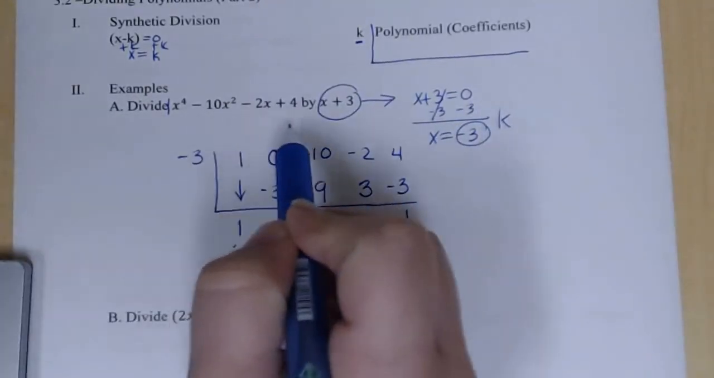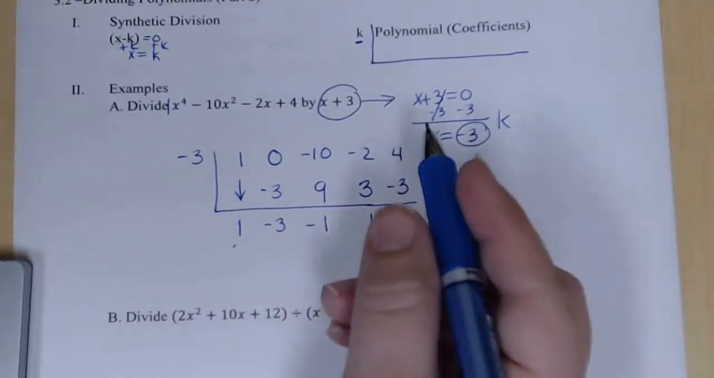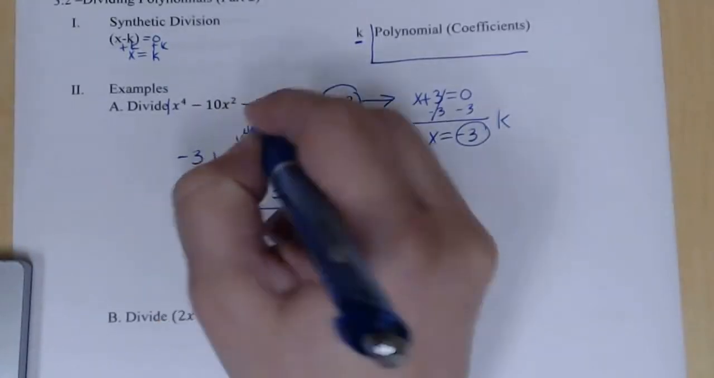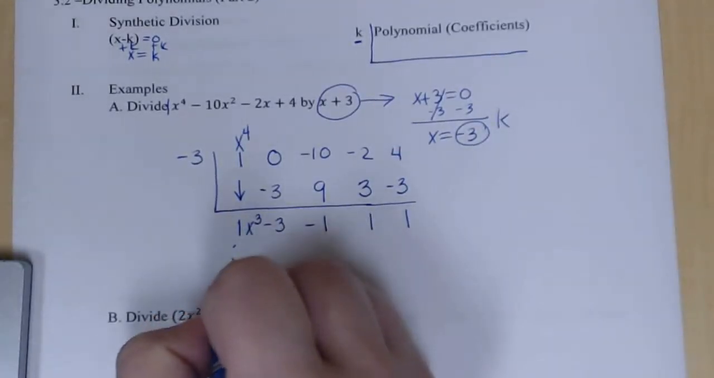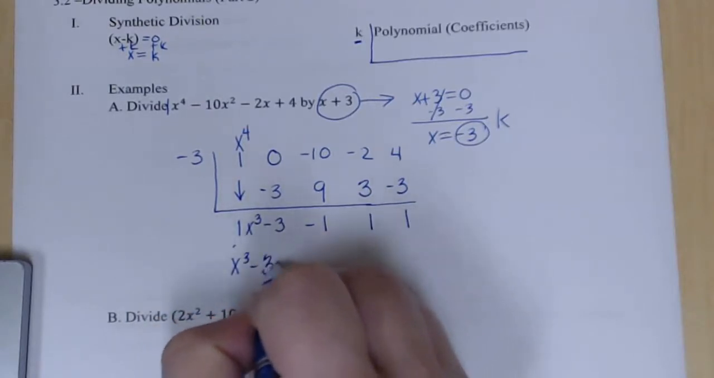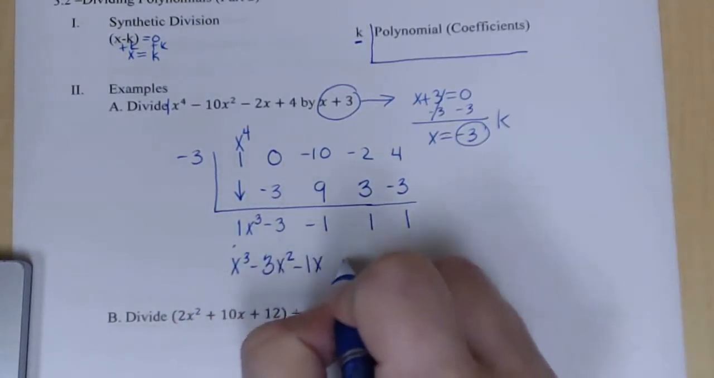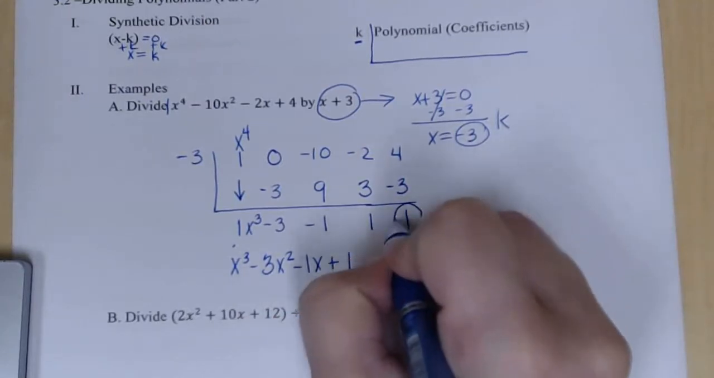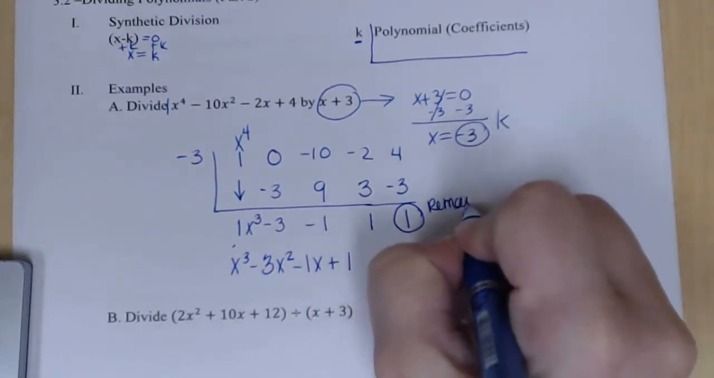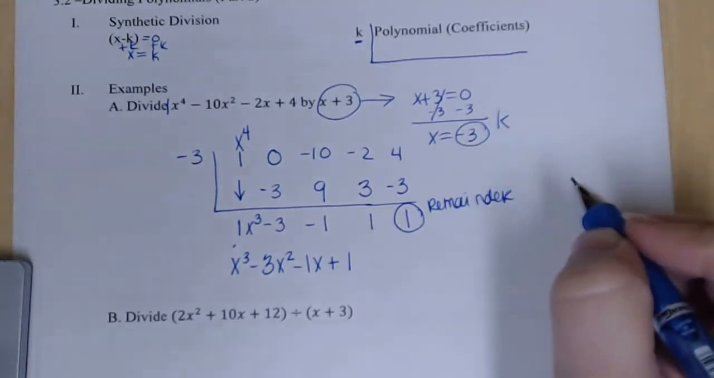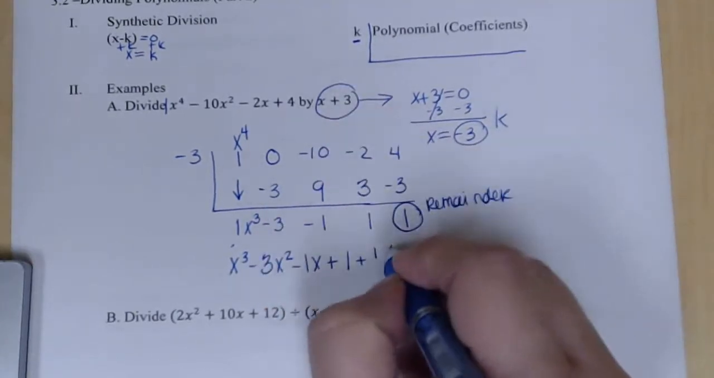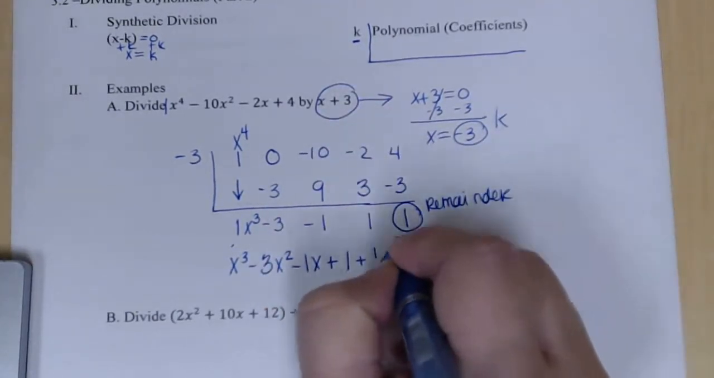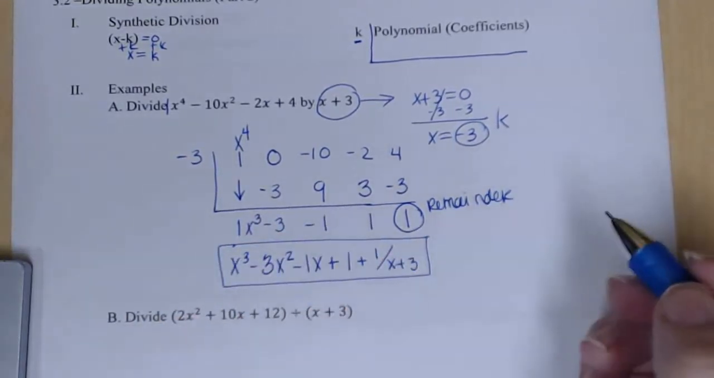Now it said to divide this polynomial by x plus 3. So what would my answer be? Well, if this is x to the fourth, we're dividing by a first degree polynomial, so that means it's going to reduce down to an x cubed. So my answer would be x cubed, or 1x cubed, minus 3x squared minus 1x plus 1, and then this number right here is your remainder. And just like in long division when we got that very last piece, is your remainder, so you say plus 1 over what you were dividing by, so over x plus 3. So this would be my final answer.